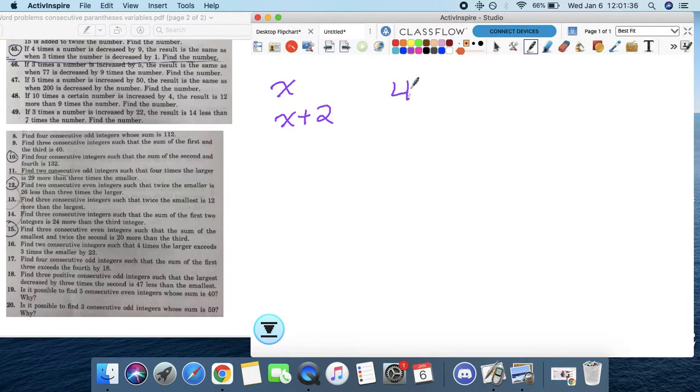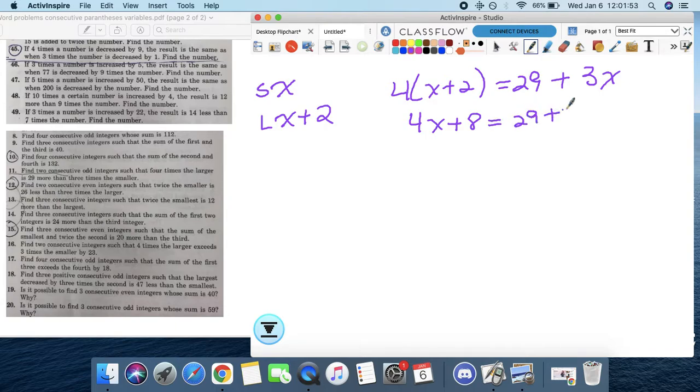4 times the larger one, which is x plus 2, is 29 more than 3 times the smaller one. I'm writing my small number, large number. Now it's just, again, practice. So we have variables on both sides. Let's get rid of the 3x, the smaller one.